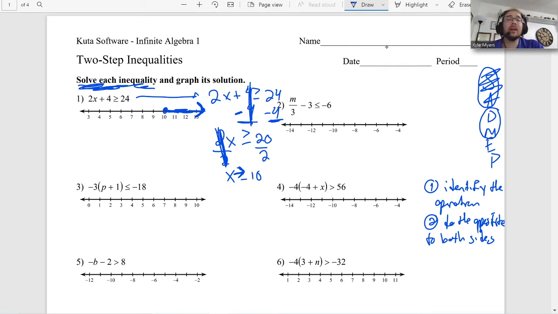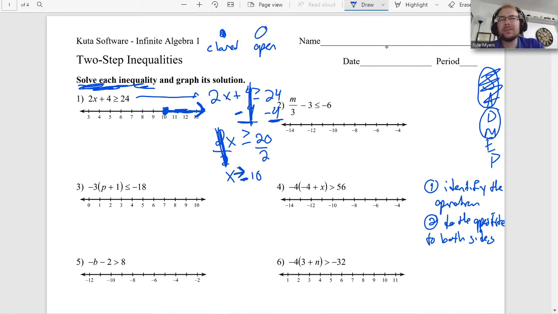And I know it's going to be a closed circle. I put a closed circle at 10 as opposed to an open circle. So closed versus open: closed, and this is open. Because it has the or equal to bar right here, I put a closed circle. If it does not have the or equal to bar, the equals bar underneath the inequality, then you put an open circle.